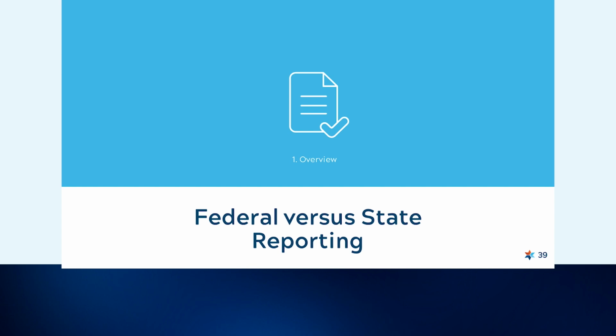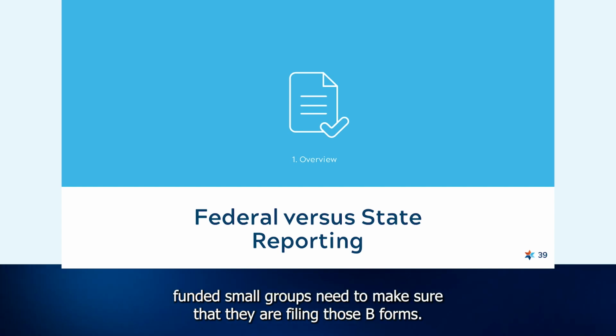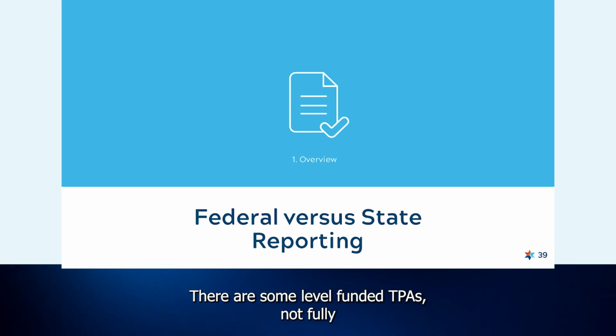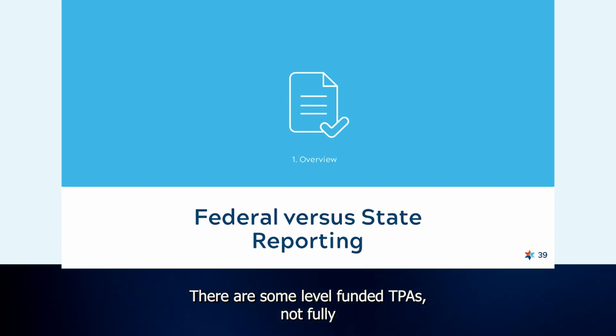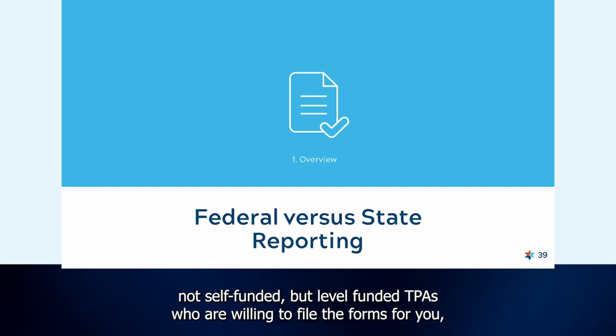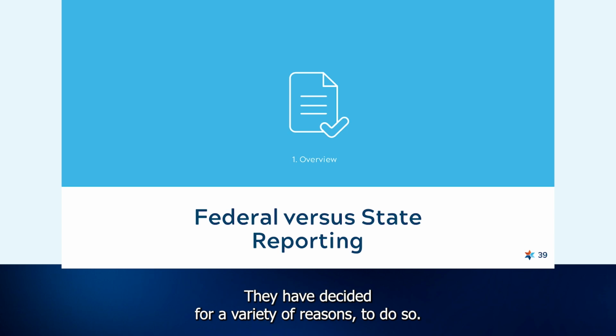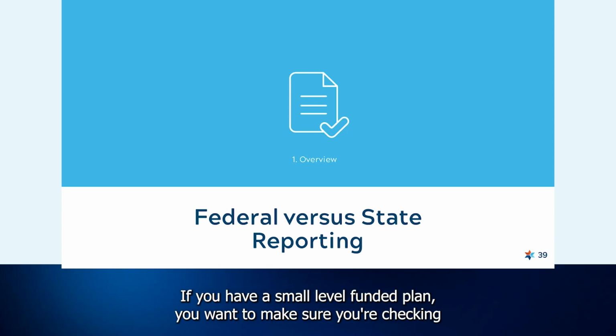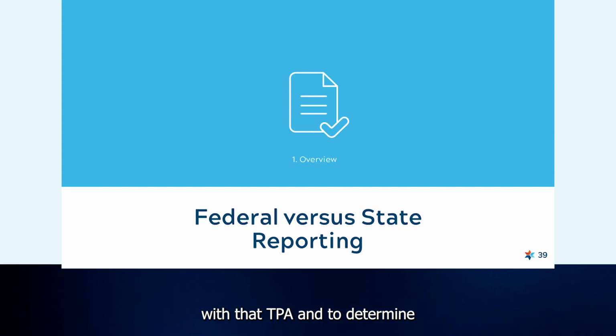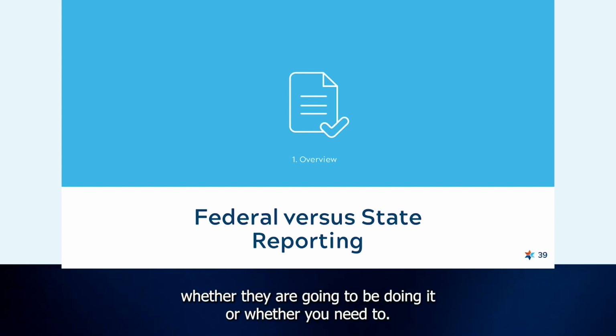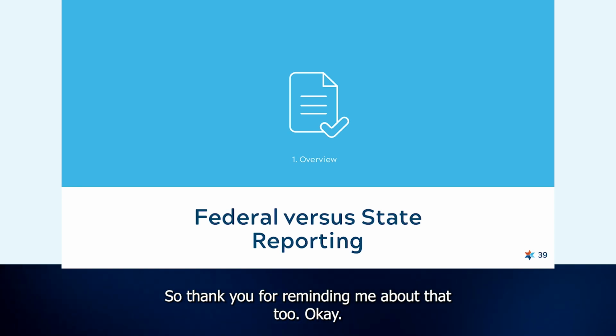Okay, we're going to talk just briefly about federal versus state, but Kylie, do you have a question? We talk about the self and level funded small groups needing to make sure that they are filing those B forms. There are some level funded TPAs, not self-funded, but level funded TPAs, who are willing to file the forms for you, even though you are the one who is responsible for filing. I think that's just a service they have decided for a variety of reasons to do. So if you have a small level funded plan, you want to make sure you're checking with that TPA to determine whether they are going to be doing it or whether you need to. So thank you for reminding me about that too.